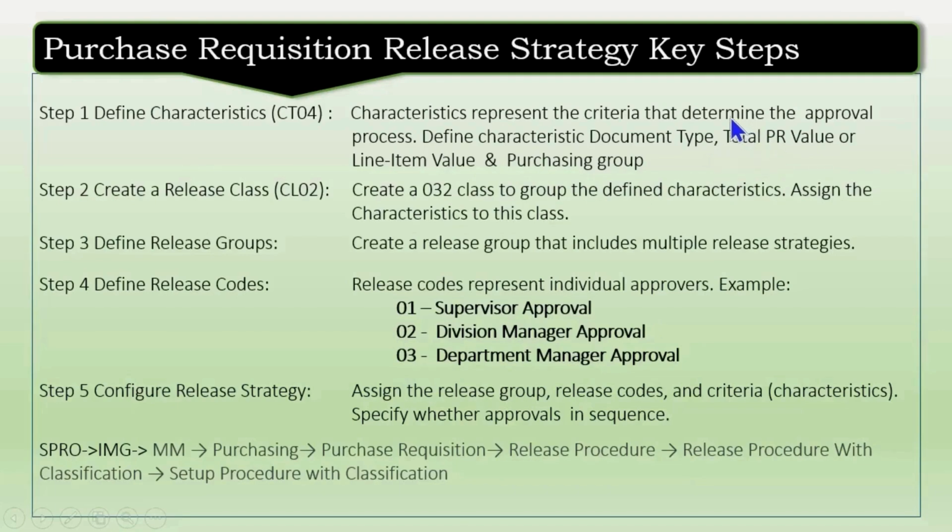Here, users, it's a very important point, take note of it. The purchase requisition release strategy can have a header level approval and item level approval. If you are taking total PR value, then header level release strategy will be activated. If you are considering line item value, then line item level release strategy will be activated. So that's the important point. You have to take note of it. Header level and item level can be implemented in purchase requisition release strategy. Likewise, in purchase order, only header level release strategy can be implemented.